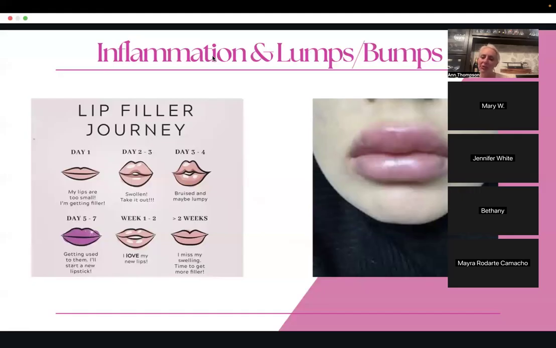So it's more watchful waiting. I never jump straight to wanting to give Hylenex to a patient's lips if I've just injected them. So really, wait 2 weeks and then massage for 2 weeks at home. That takes care of 99.9% of any lumpiness or bumpiness that I've ever seen.